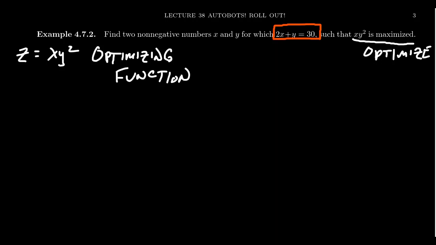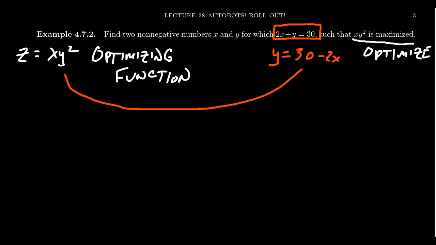Now, this is very similar to the perimeter situation we had before: 2x plus y equals some specific number. We can solve for one of the variables, y equals 30 minus 2x, and then we substitute that in above, right here. And so we're going to get that z equals x times (30 minus 2x), and this is squared. And so we want to maximize this value.